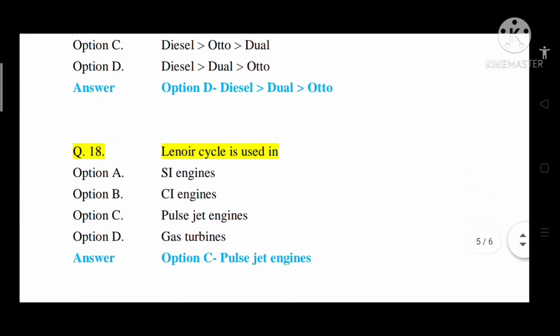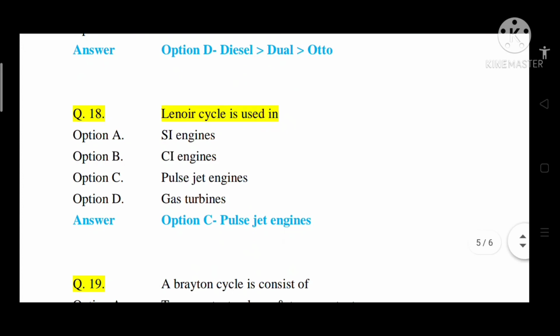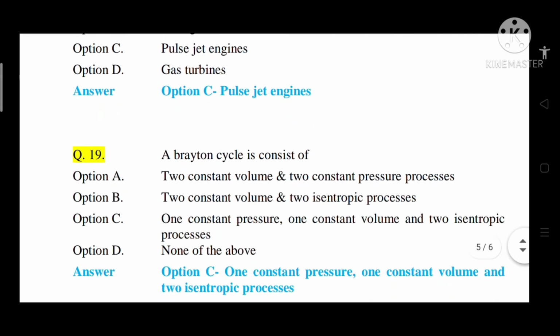Question number 18. Lenoir cycle is used in option A, SI engines, option B, CI engines, option C, pulse jet engines, option D, gas turbines. So correct answer is option C, that is pulse jet engines.